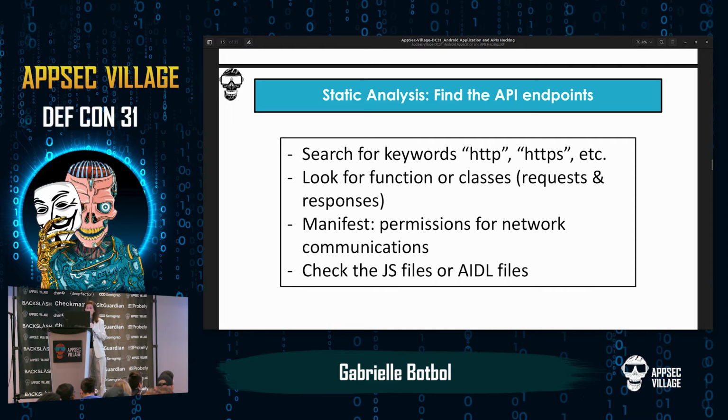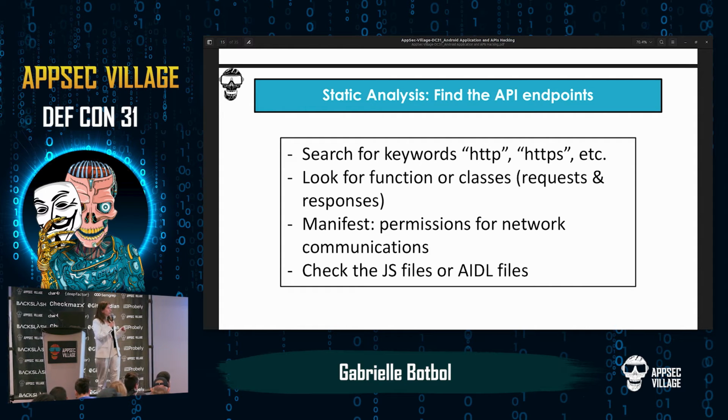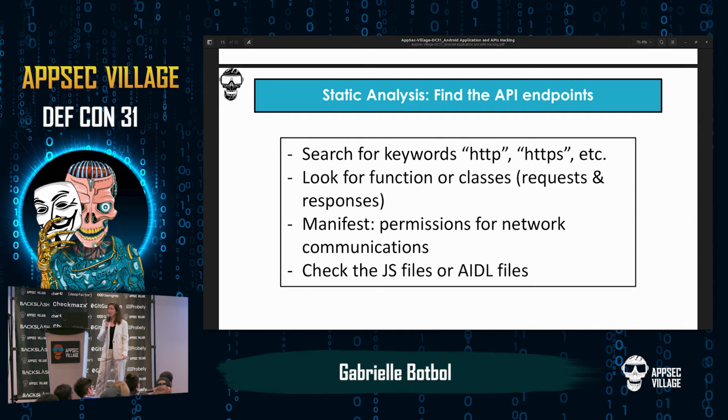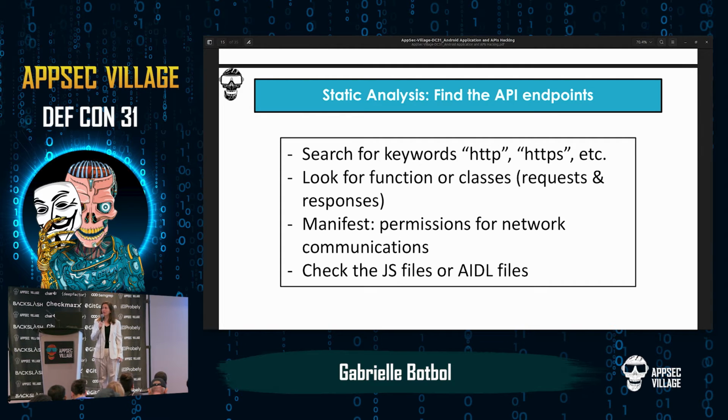When you want to analyze the code for API endpoints, you can search for keywords like HTTP or HTTPS. You can look for functions or classes that will handle network requests or responses. I will show you an example later.